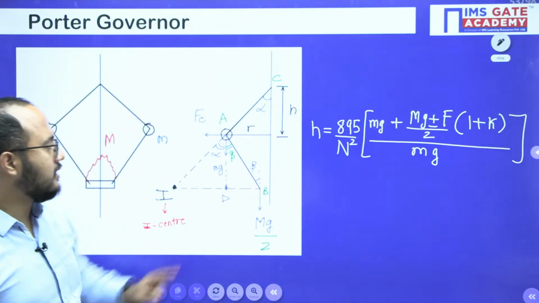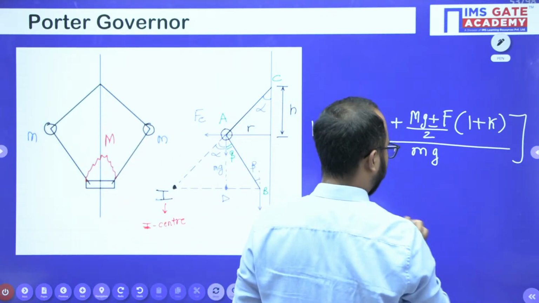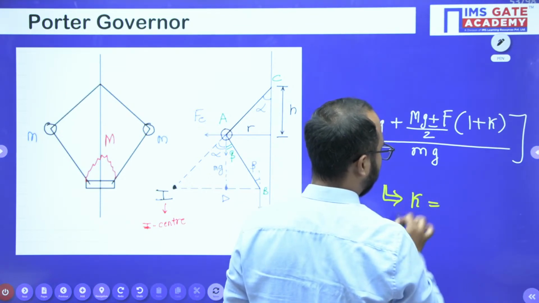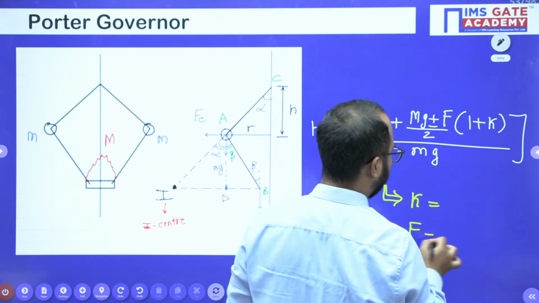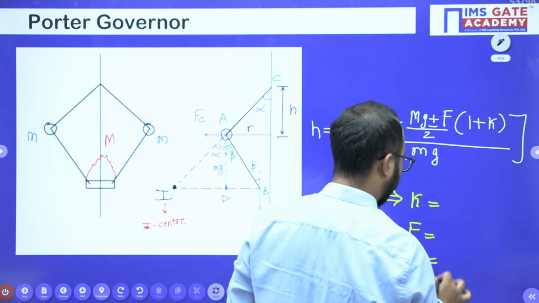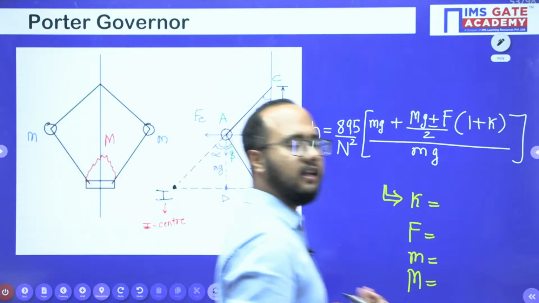Now everyone should understand what is K here. First of all, what is K here, that you should understand. What is the F force here, that you should understand. What is small m here? What is the capital M here? Now what is the value of K here? Anyone? What is the value of K here?